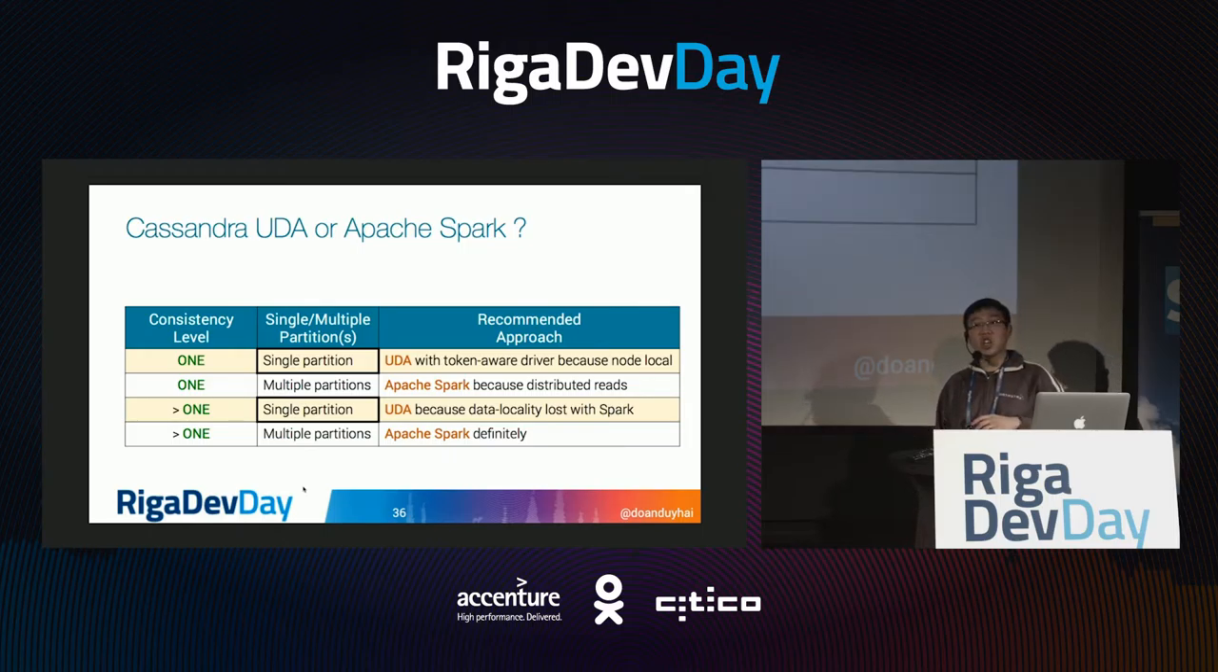Still, there are some recommendations. The best use case for user-defined aggregates is when you are applying it on a single partition. If you need to do aggregation on multiple partitions or on a whole table, Apache Spark is a better choice because the job is distributed. So there is no magic. The best use case is a single partition.